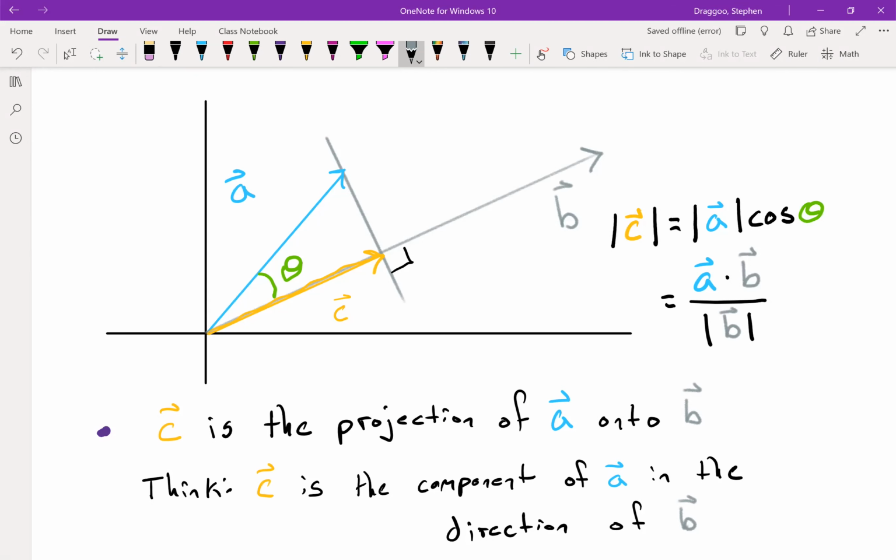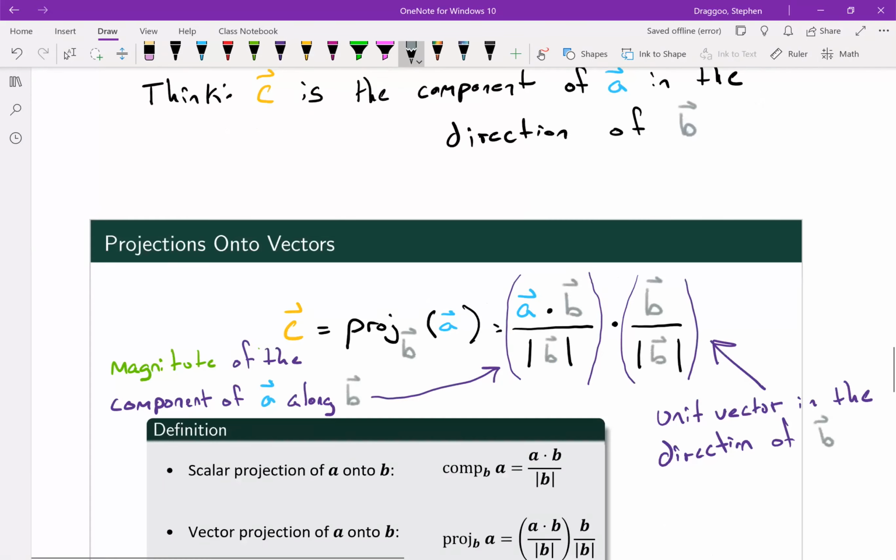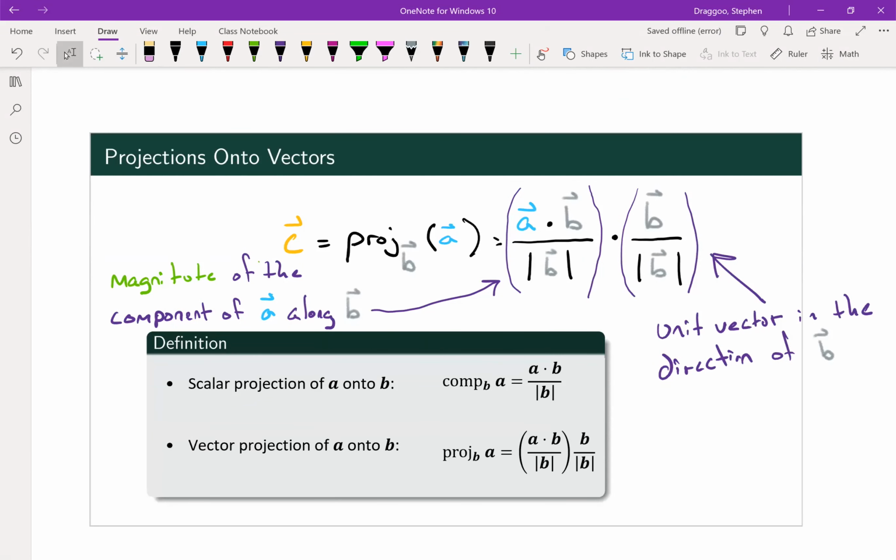So if I just wanted the length of the vector C, just the length of the projection of A onto B, that's the magnitude of A times the cosine of theta, or simplified into being in terms of the vectors provided, it's the dot product of A and B divided by the magnitude of B. So if we then formally define these projections, we're going to have both a scalar projection and a vector projection. Scalar means our result is just a number. Vector projection means our result is a vector.